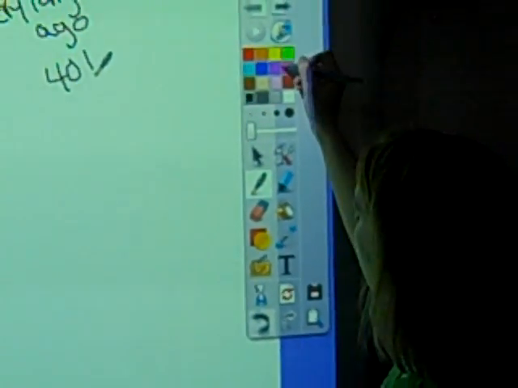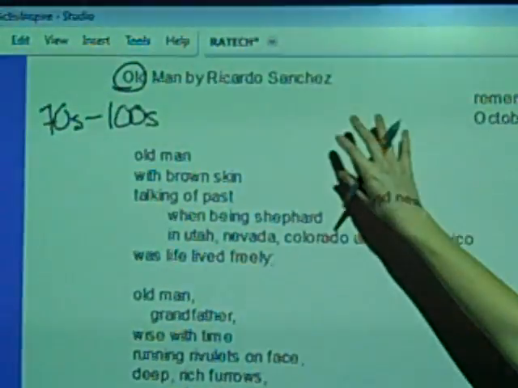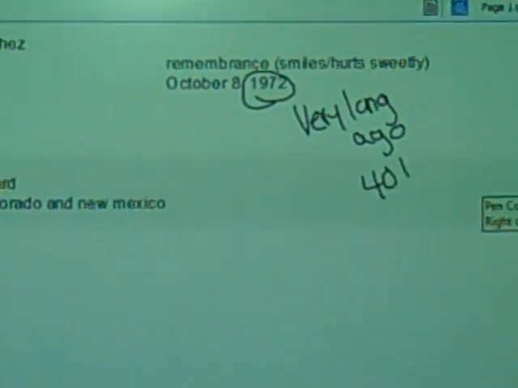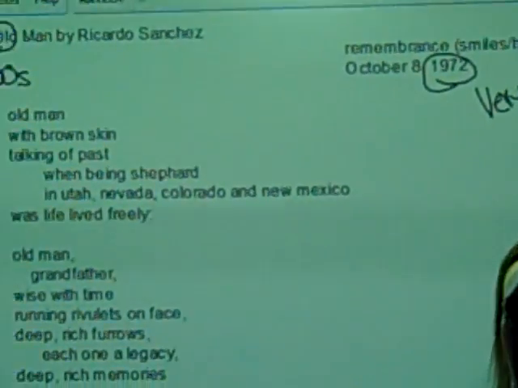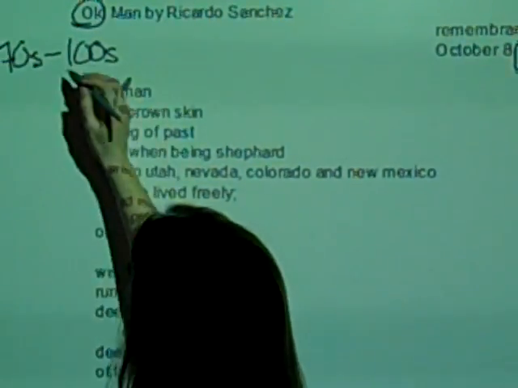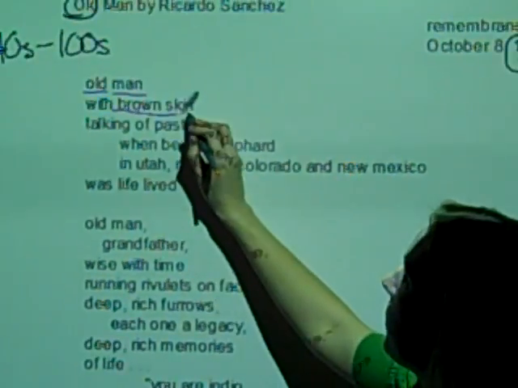I can change my font, or the pen color that I'm writing with, so I have everything, the title and the information that goes along with the poem in black. And also I just changed it to purple, so now we know that we're going to be working into the text. So again, I see this word old, and it reminds me again of how old it was, so I know that we're talking about a man with brown skin.